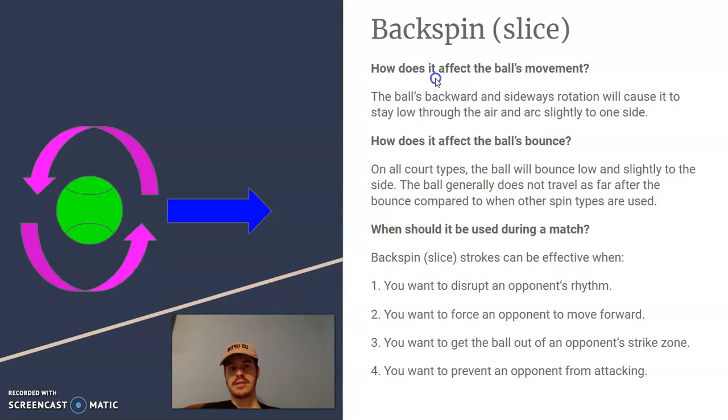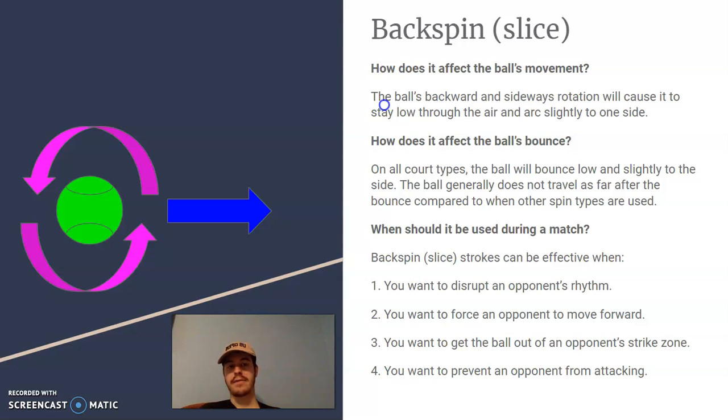So how does slice affect the ball's movement? Well, the ball's backward and sideways rotation is going to make it stay lower through the air than the other types of spin, and it's going to arc a little bit to one side, depending on if you are a right-hander or a left-hander, and if you're hitting on your forehand or backhand side.